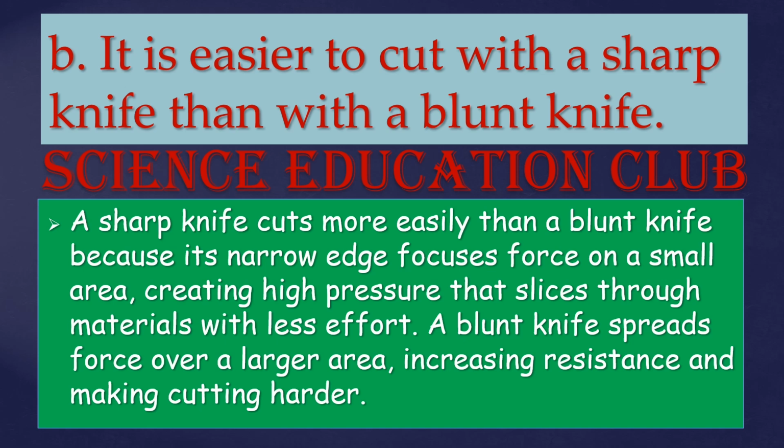It is easier to cut with a sharp knife than with a blunt knife. A sharp knife cuts more easily than a blunt knife because its narrow edge focuses force on a small area, creating high pressure that slices through materials with less effort. A blunt knife spreads force over a large area, increasing resistance and making cutting harder.